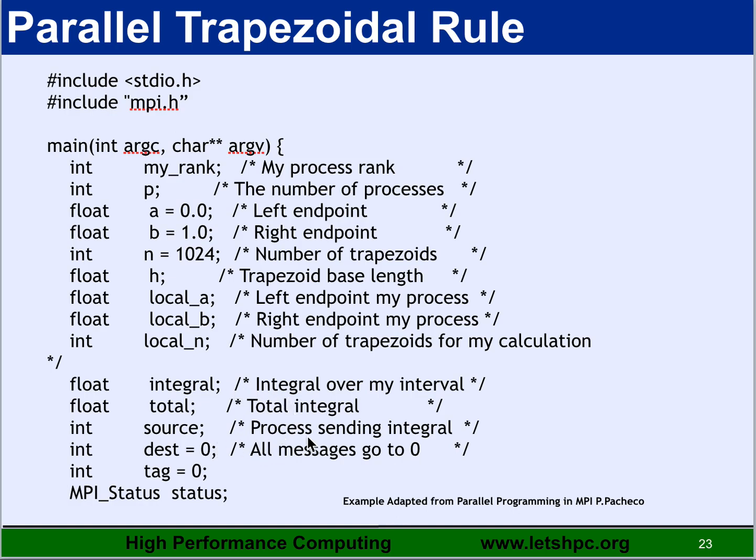The source is the process sending the integral, and the destination is 0 in this case, because process 0 is going to collect all the local integrals and finally sum them, and the tag is 0. And then we have MPI status, which is this particular variable used here.